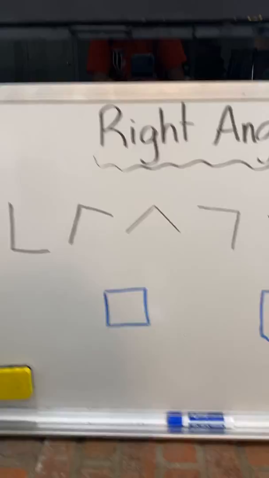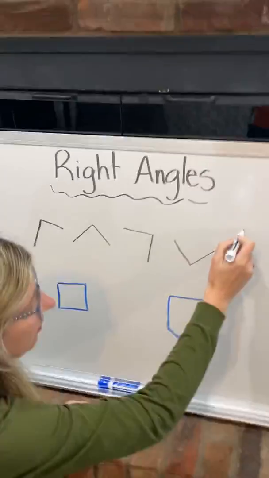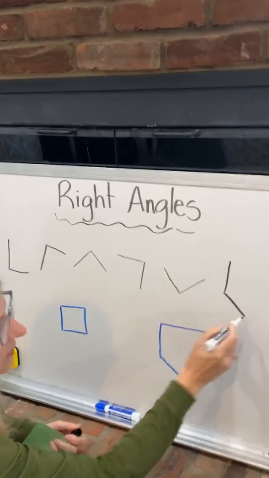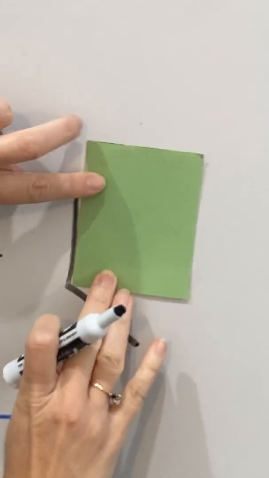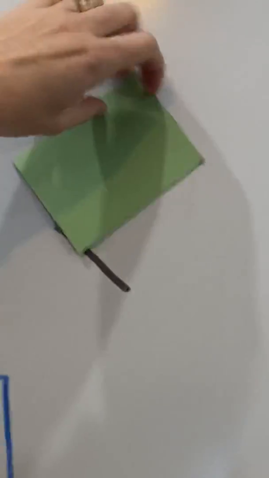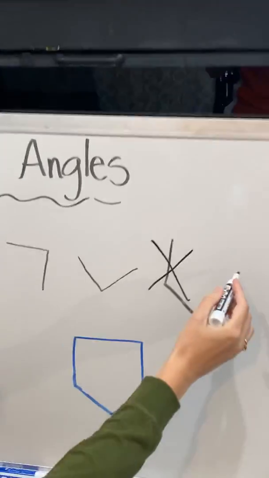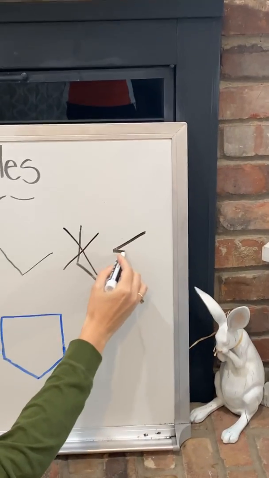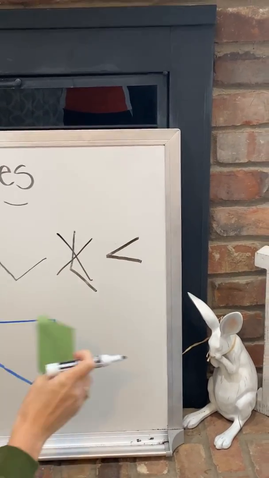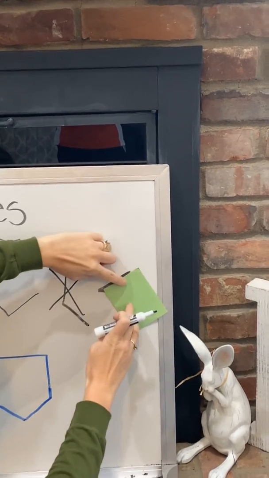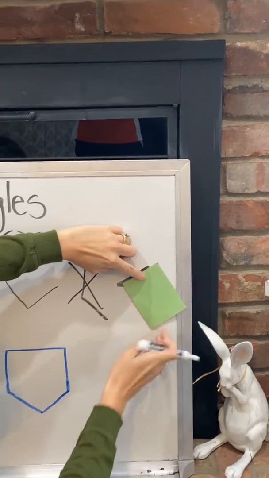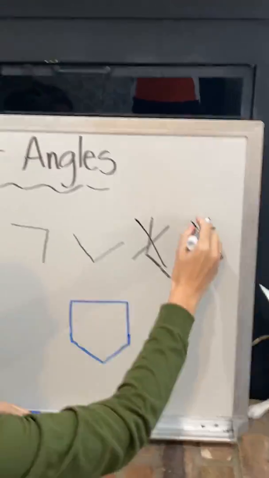Let's try one that's not a right angle. If I were to draw an angle that looked like this, let's see how that's not a right angle. If I lay my paper up against one side, see how it doesn't match up with the other side of my paper? So that's not a right angle. So we're going to put an X on that. And if I did an angle like this, let's see if that's a right angle. If I line my paper up with one side, it does not match up the other side of my paper. So that is also not a right angle.